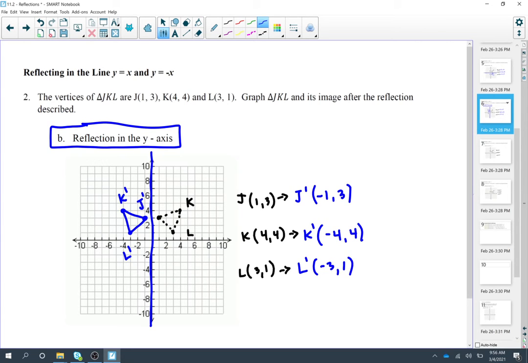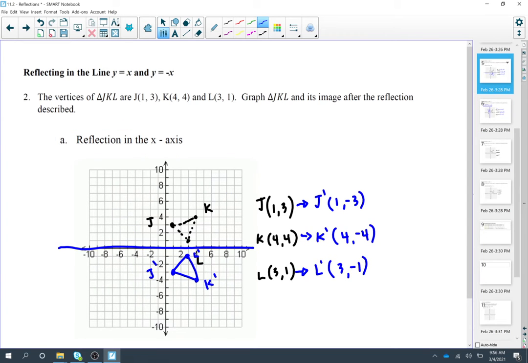Again, very quickly before we move on, this time 1 went to negative 1, 4 went to negative 4, 3 went to negative 3, and then I had a 3, a 4, and a 1, which is still a 3, a 4, and a 1. So it looks like this time the x coordinates changed when I reflected in the y-axis. But last time, it looks like the y coordinates changed when I reflected in the x-axis.